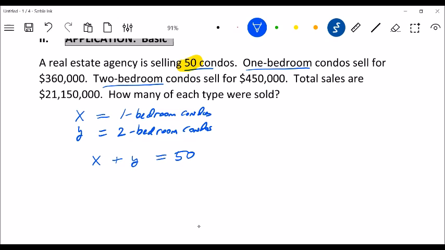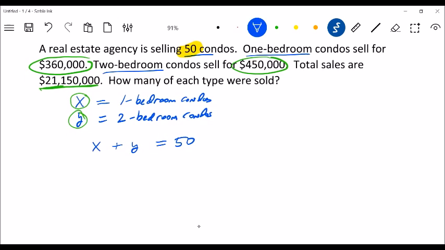The second equation will be based on the amount of money. A one bedroom is 360,000, and a two bedroom is 450,000. So if I sell 10 one bedrooms, I'll have $3.6 million. And if I were to sell 10 two bedrooms, I would have 4.5 million. So it's the number, the X, times the amount of money for each one. This X times 360,000 would be a large amount of money, and this Y times that 450,000 is a large amount of money. And together those would add up to that.